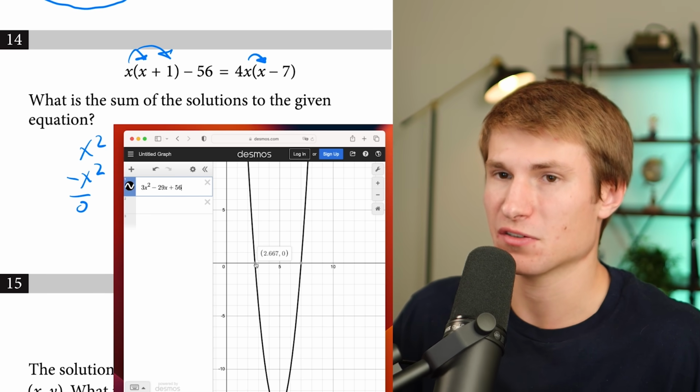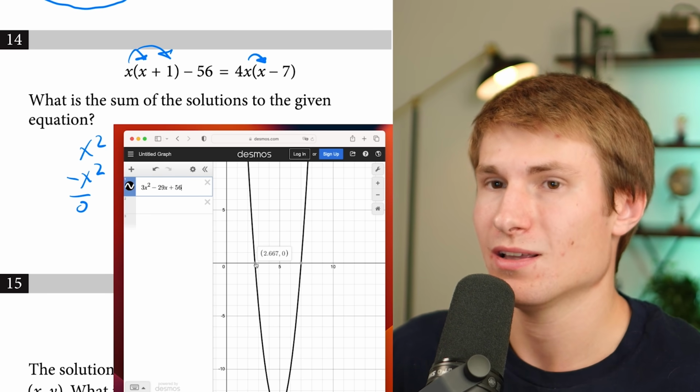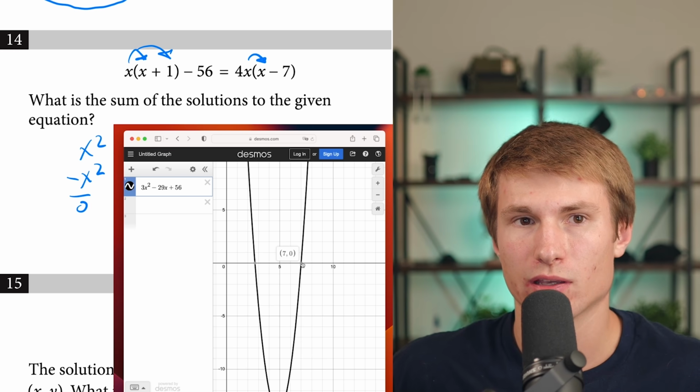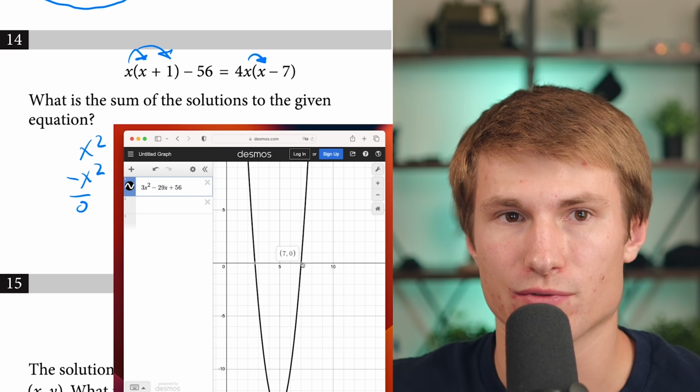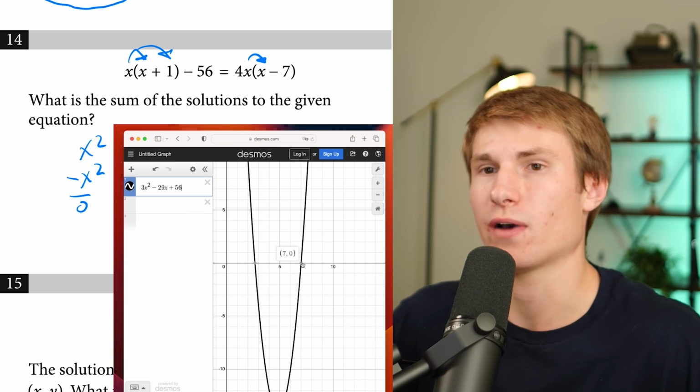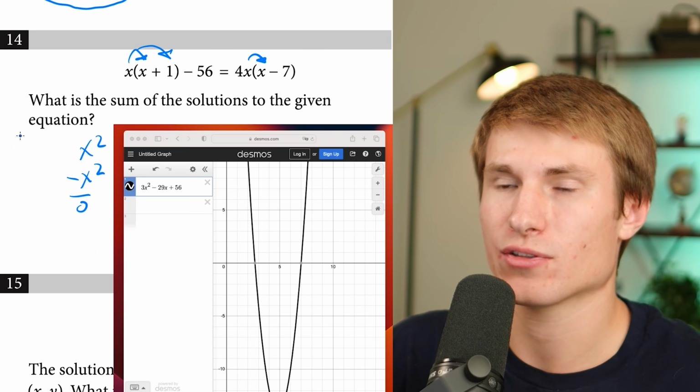So in other words, if we convert that into thirds, that would be 8 over 3. Okay, so we have 8 over 3, and then we also have 7. If we convert 7 into thirds, that'd be 21 over 3. So 8 plus 21 is going to give us 29 over 3 as our final answer there. So 29 over 3 is the sum of the solutions.